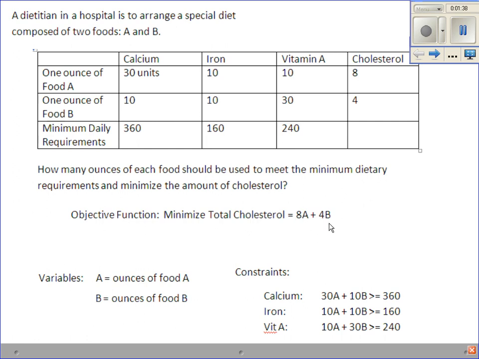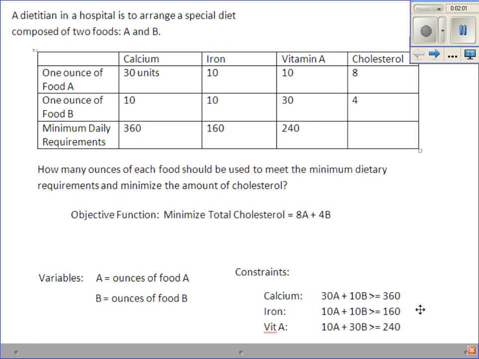plus 4B. For example, if we had 10 ounces of food A and 10 ounces of food B, that would be 80 units of cholesterol and 40 units of cholesterol for a total of 120 units of cholesterol.